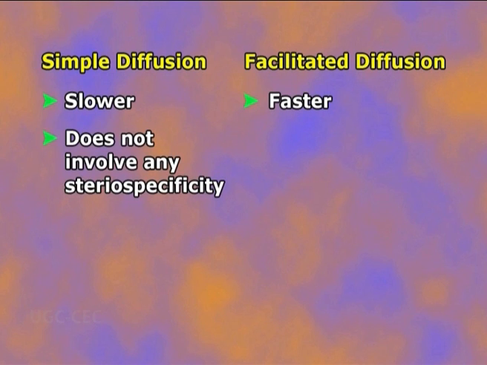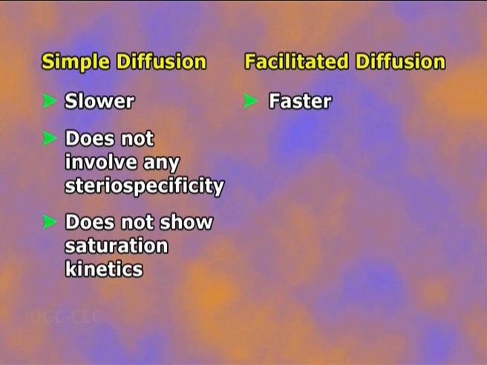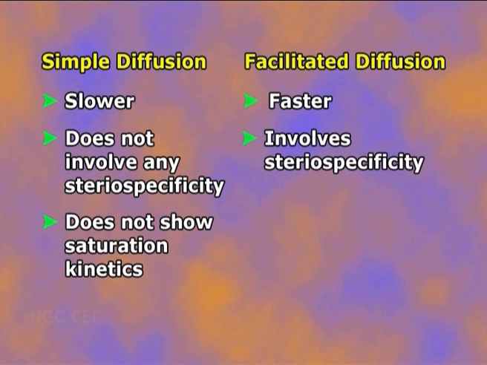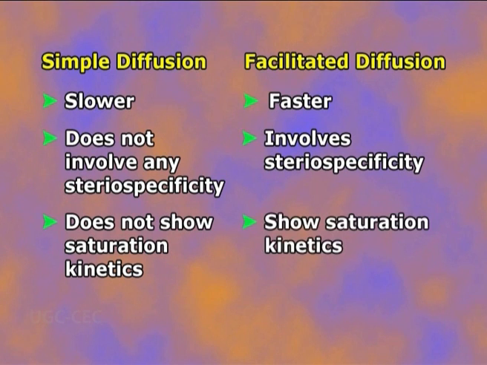There are mainly three differences between simple diffusion and facilitated diffusion. Simple diffusion is relatively slower as compared to facilitated diffusion. Moreover, simple diffusion does not involve any stereospecificity and does not show saturation kinetics, whereas facilitated diffusion involves stereospecificity as well as shows saturation kinetics.